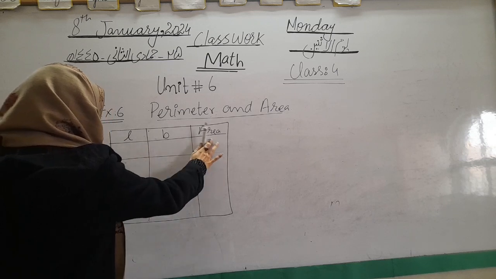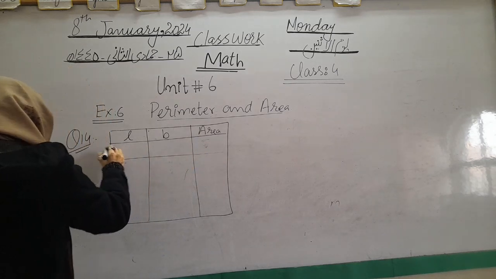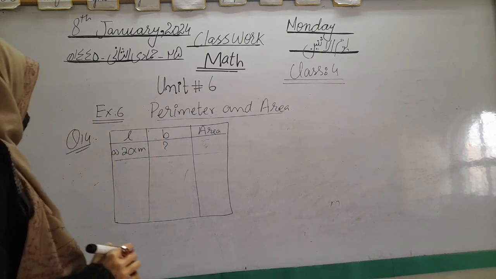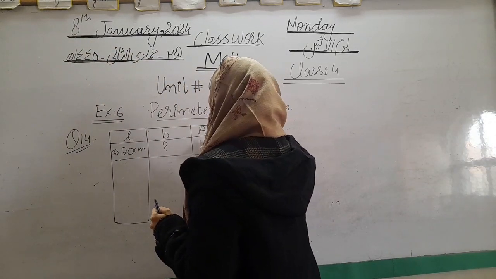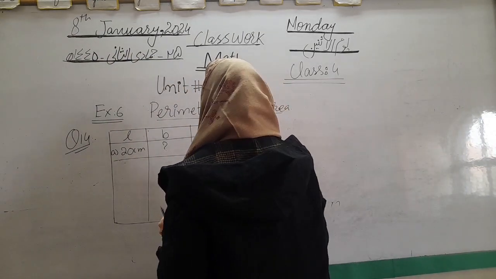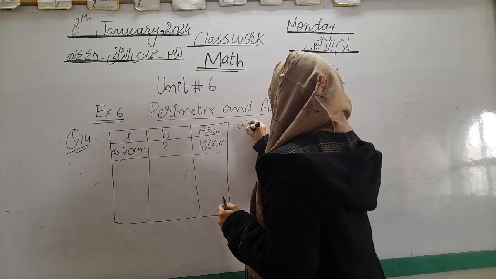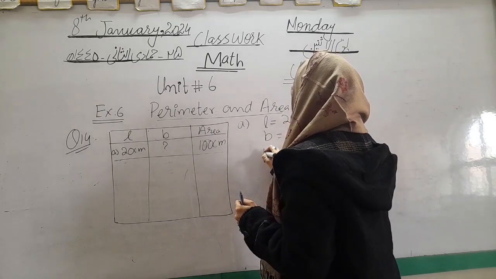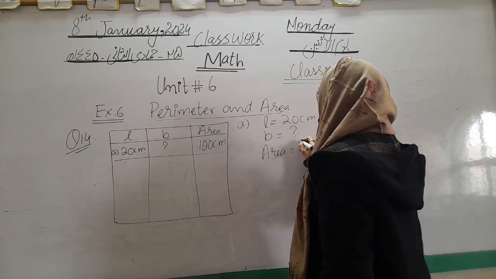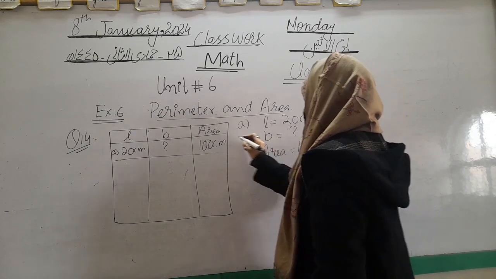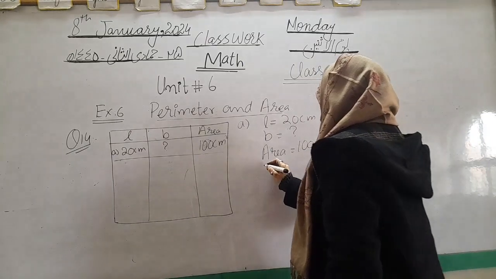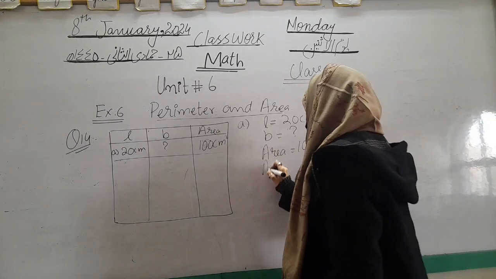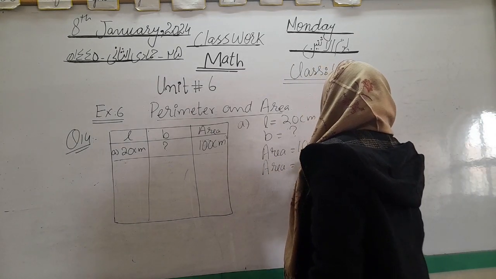Now in A part we have length 20 centimeter, breadth you have to find, and the area is 100 centimeter squared. Area is always in squares. What is the formula of area? Tell me, class. Good. Area is equal to length multiplied by breadth.